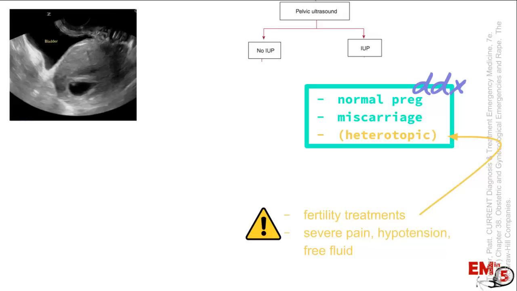But this is so rare that it's really not something you have to think about unless the patient is on fertility treatments, such as Clomid, or you're concerned about them. They have severe pain, they're hypotensive, they have free fluid. Otherwise, if they don't have any of these risk factors, you can pretty much assume that it's a normal pregnancy or a miscarriage if they have an IUP.